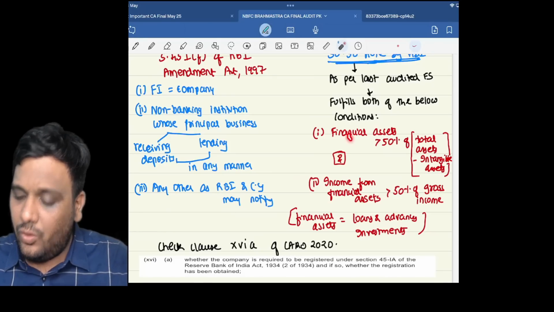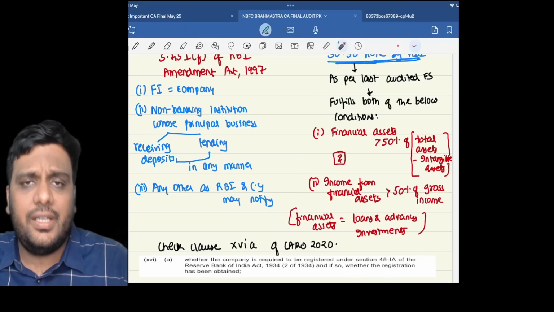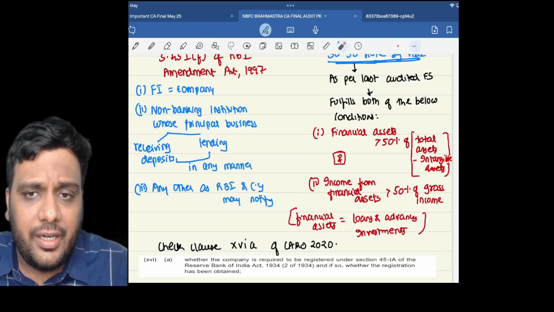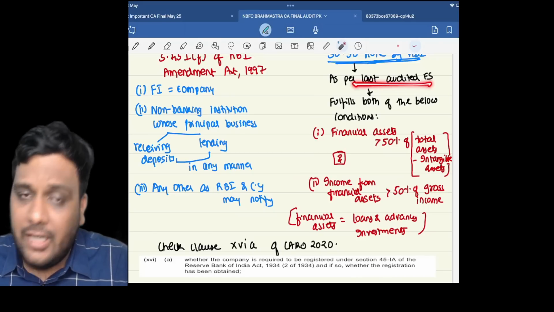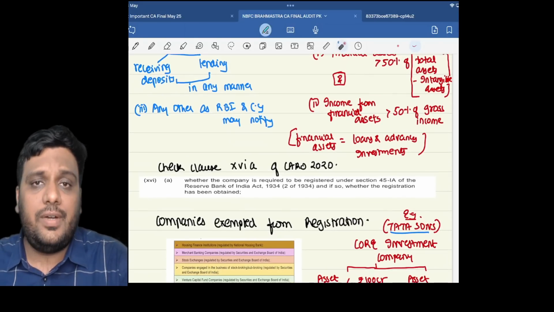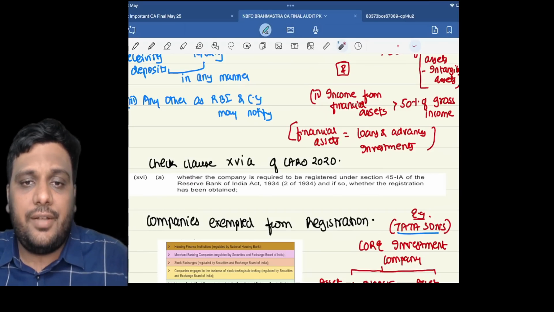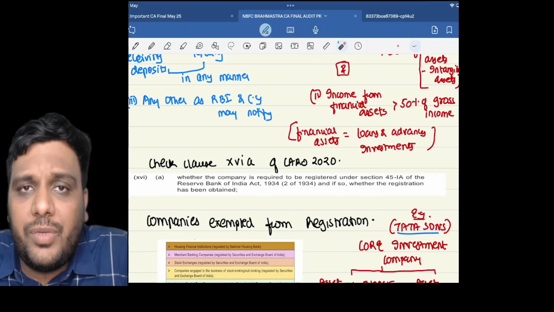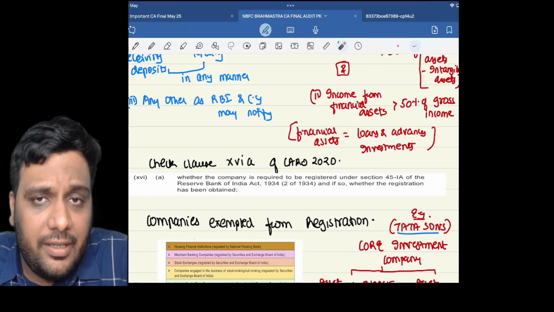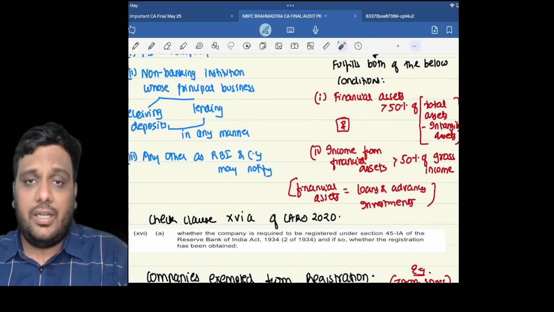Sir, financial assets? Loans and advances, investments. Sir, income from financial assets? That is your interest income, dividend income and so on. All right, you will have to check the last audited financial statements and then straight away read clause 16A of CARO 2020. So this becomes one of their favorite case studies. Whether the company is required to be registered under section 45-IA of RBI Act 1934, and if so, whether the registration has been obtained. So that is why they will give you a case study.